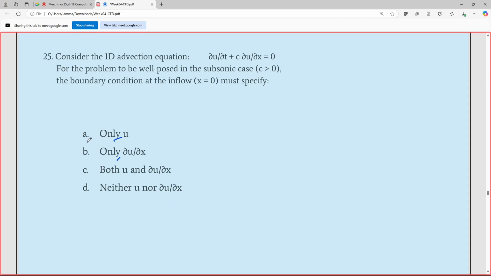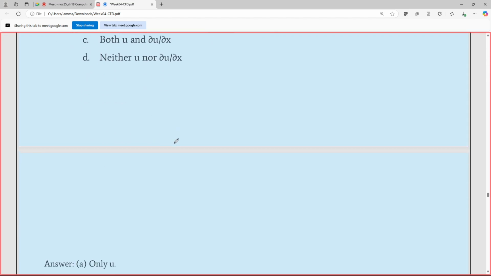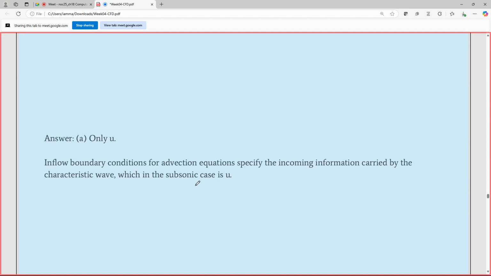Our answer is option A, only U. For a subsonic case, and for an advection case, we only need to specify only U at the inlet to have well posedness.